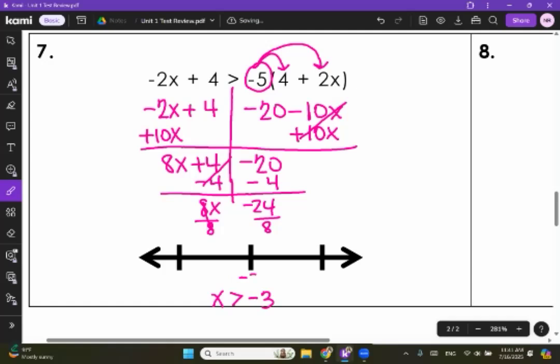All right, so we put negative 3 on the number line. It's not underlined, so because it is not underlined, what does that mean? Open circle, shaded to whichever way the arrow is pointing.